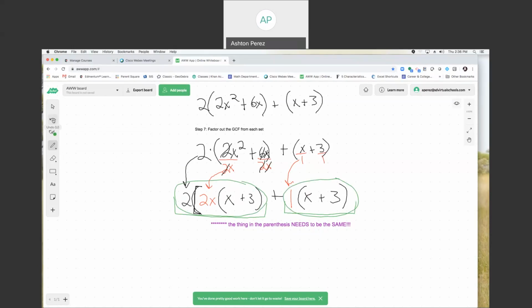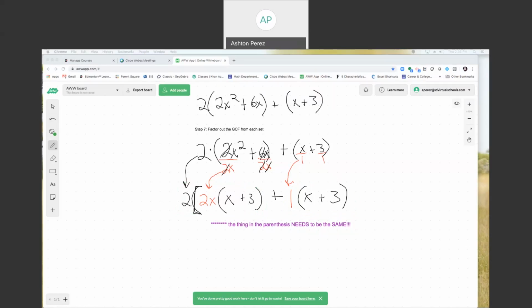And you'll have to be able to look at this and go, oh, okay, well, x plus 3 is the greatest common factor. Okay, so this is all being multiplied together, right? 2 times 2x times x plus 3. 1 times x plus 3. Okay, so the greatest common factor for step 8 that we're going to be using is x plus 3.